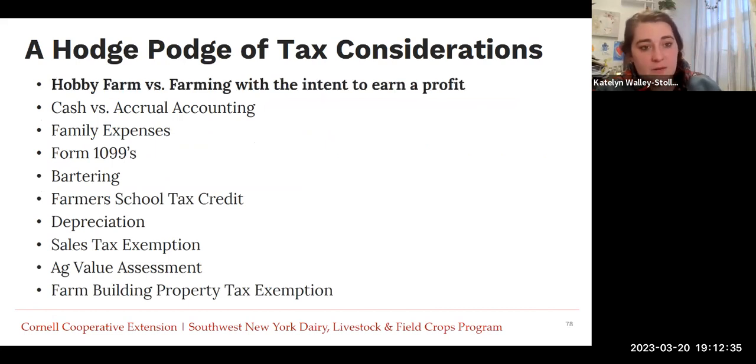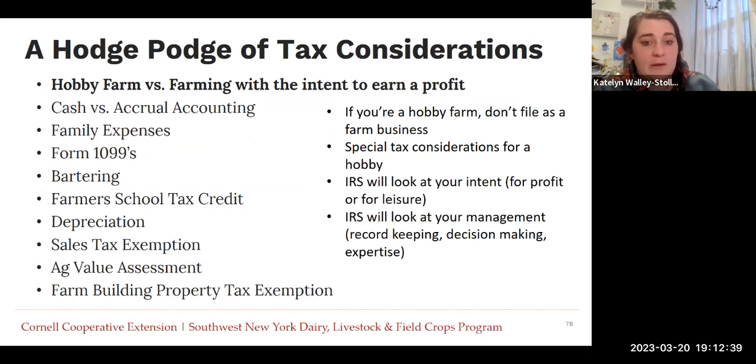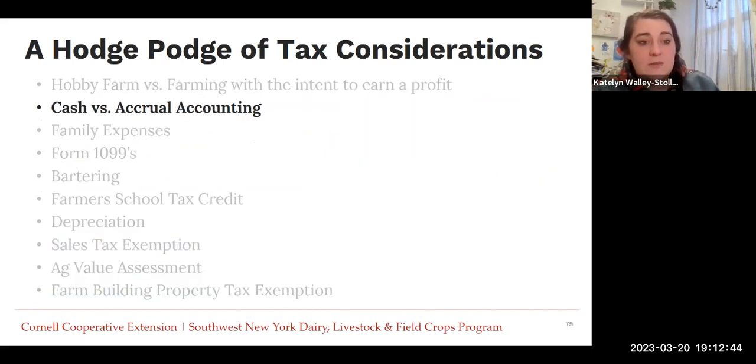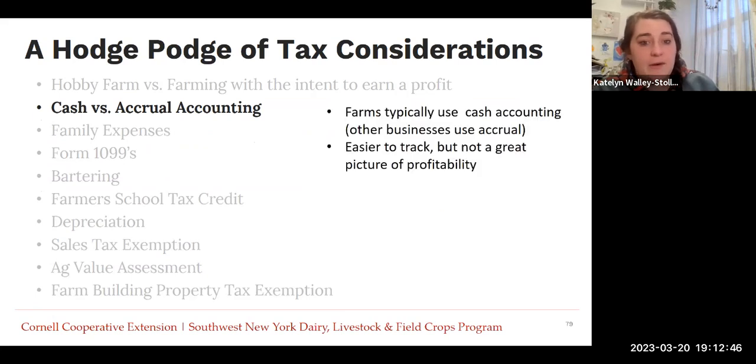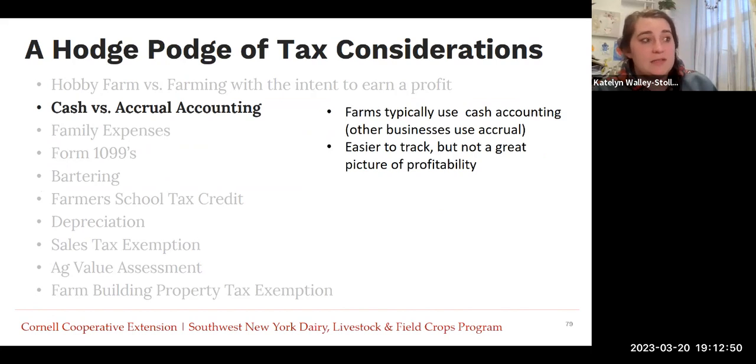We've talked about determining whether or not you're a hobby farm or if you're a farm business that's operating with the intent to earn a profit. I talked briefly about cash versus accrual accounting. Most farm businesses that I work with use cash-based accounting because it's really easy. So you're recording cash as it comes in and cash as it goes out. However, it's not a great picture of profitability.